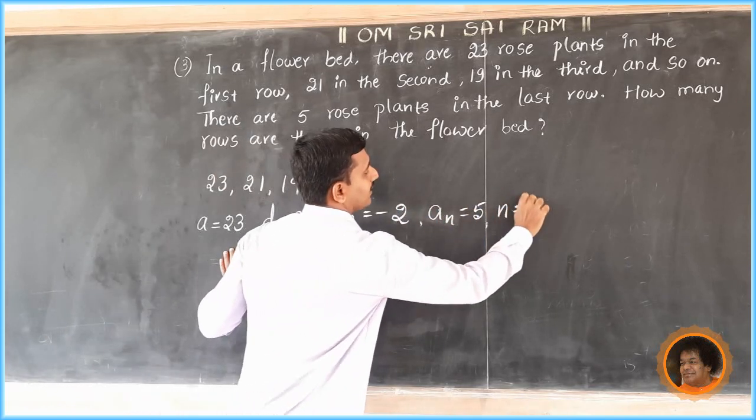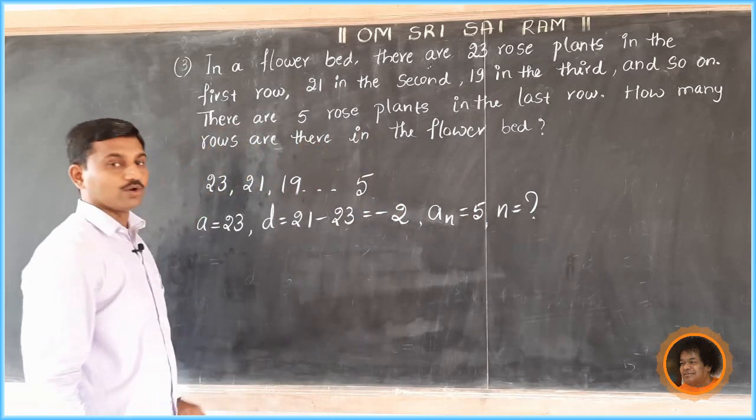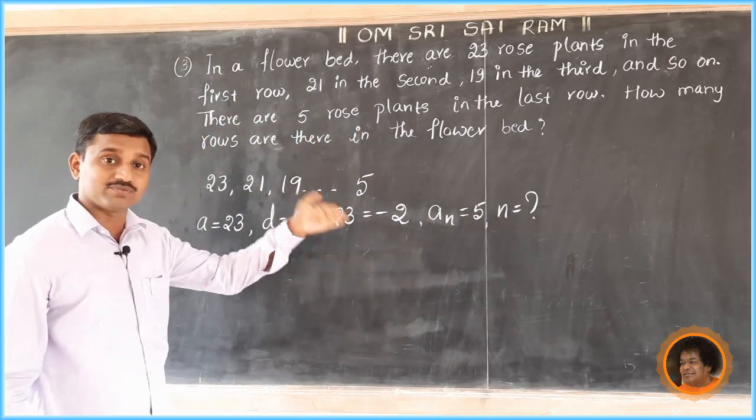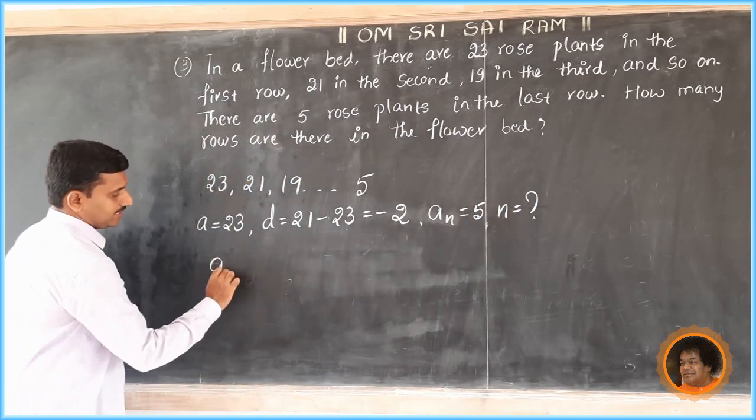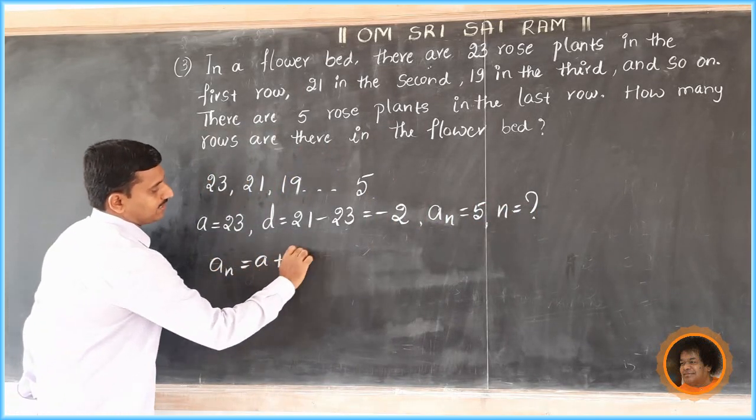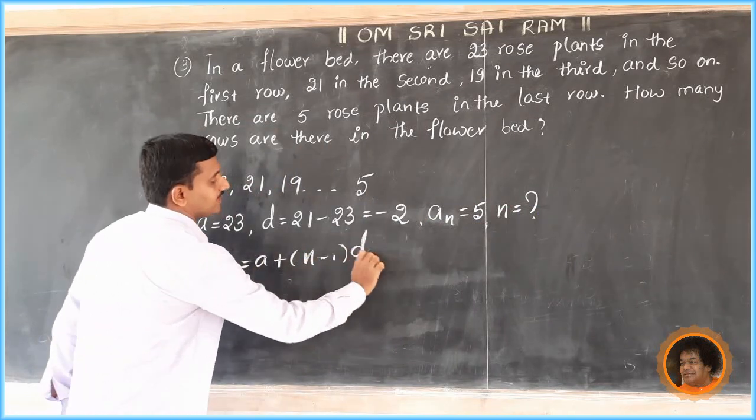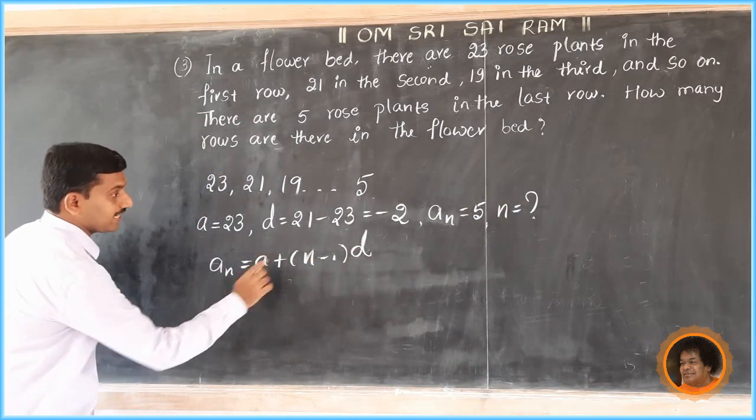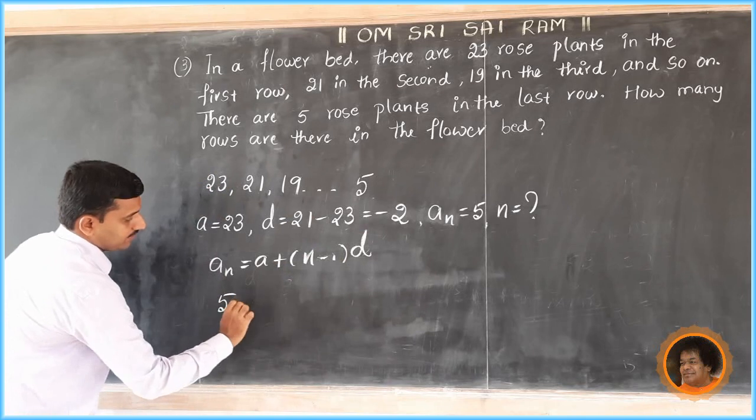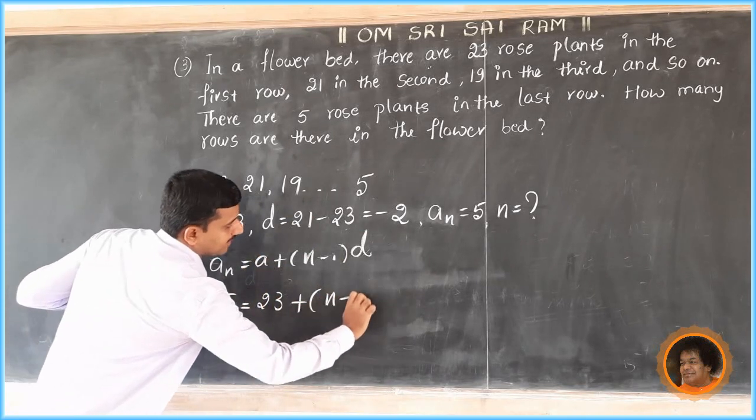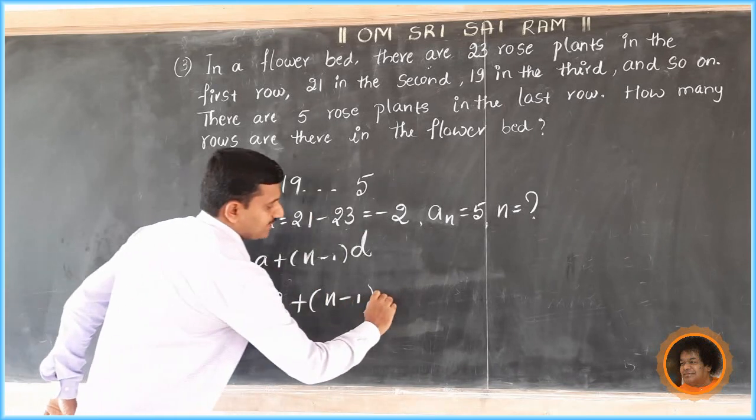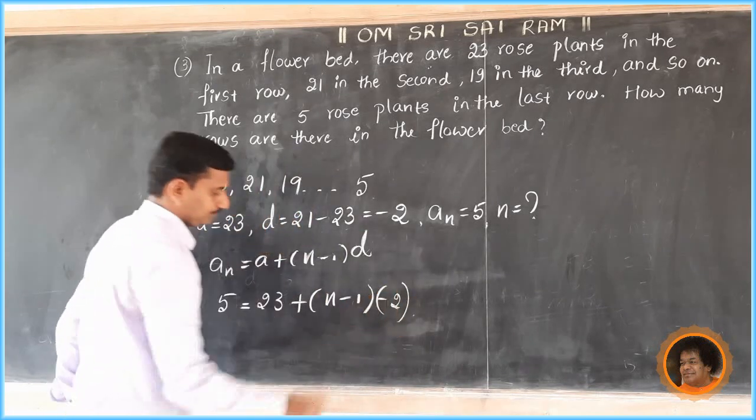So you have to find the number of terms, or the number of rows. In this question, number of rows means number of terms. So what is the formula? an equals a plus (n minus 1) into d. Now substitute the values. So an means 5 equals the first term 23 plus (n minus 1) into d, where d, the common difference, is minus 2.